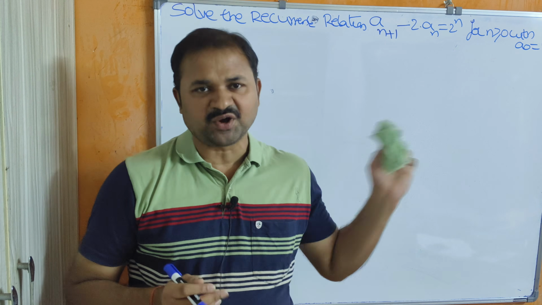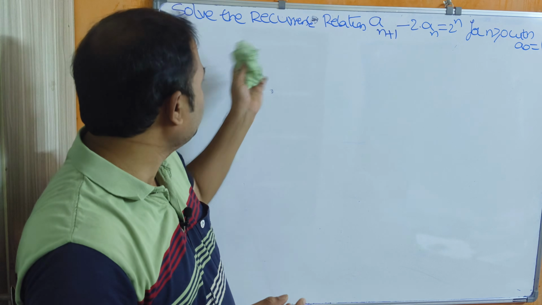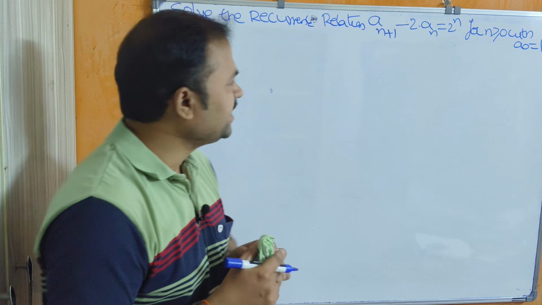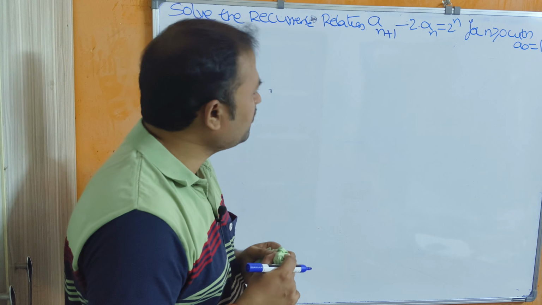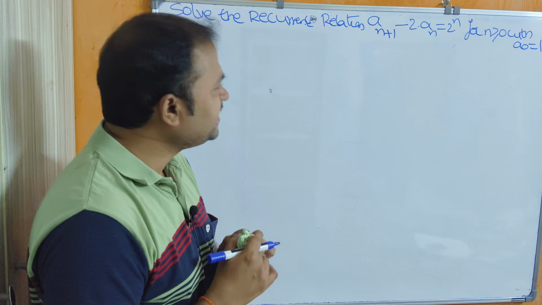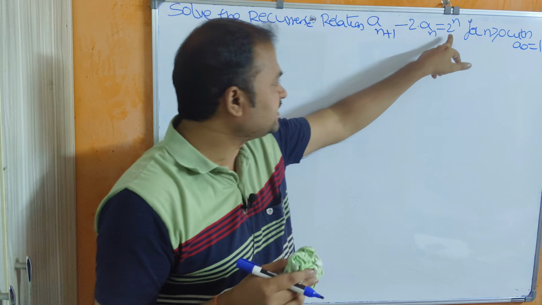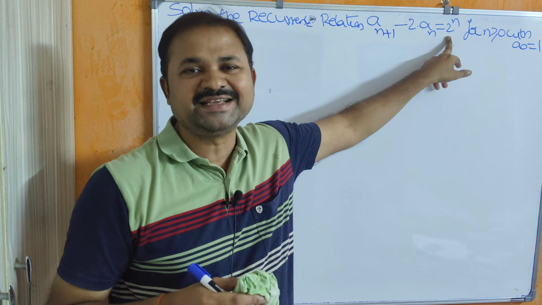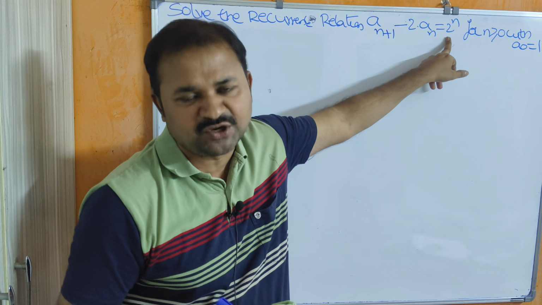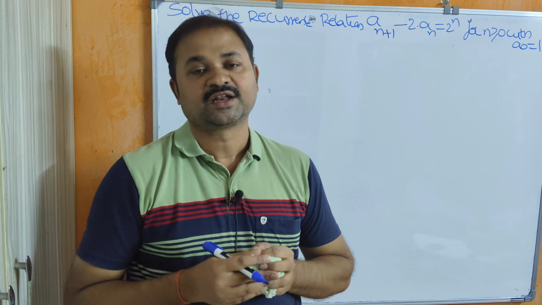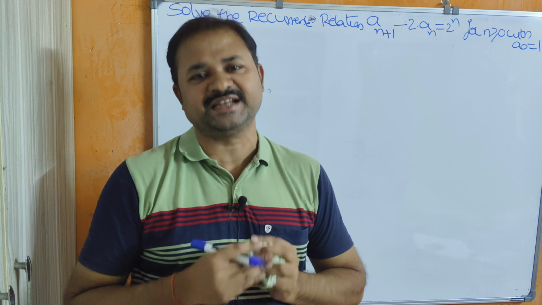Now let us solve this problem. Solve the recurrence relation a_(n+1) − 2a_n = 2^n for n ≥ 0 with a_0 = 1. Here the right hand side value, that is f(n), is not equal to 0. So we can call this recurrence relation a non-homogeneous recurrence relation.